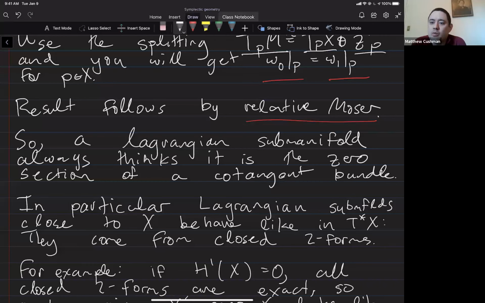But that just gives you a sense. What do you mean by perpendicular? Sorry, not symplectic perpendicular.